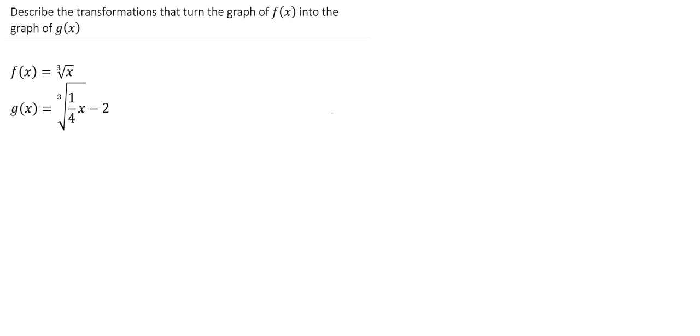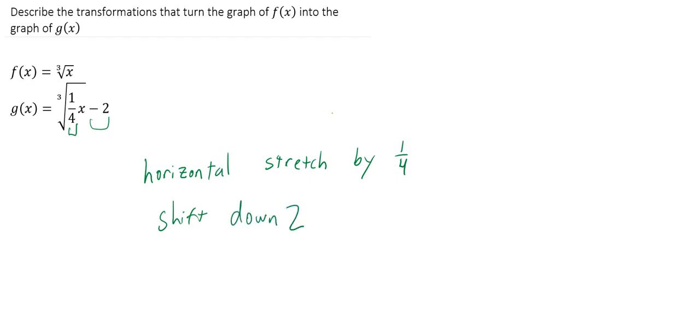Here we're describing again. My two things: I'm multiplying on the inside, so that's going to be a horizontal dilation. In this case, it's a fraction, so it's going to get fatter. Horizontal stretch or expand by a factor of 4. And I have a -2, so we're going to shift, translate down 2.